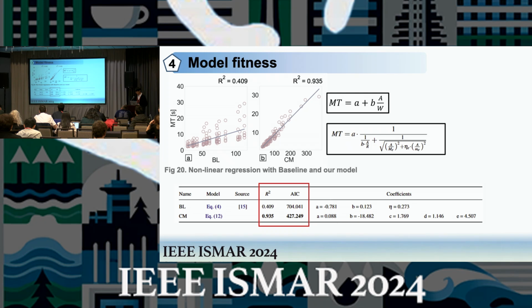Our new model showed a 52.6% improvement in AIC and a 16.6% improvement in R-square compared to the baseline Euclidean model.